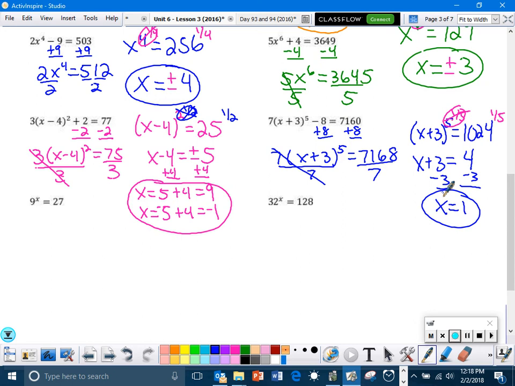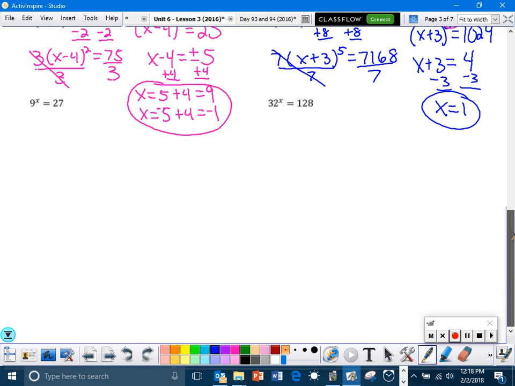All right, continuing. Now these next two look a little weird. We've got 9 to the x power equals 27. So what we're going to do to help us with this is rewrite it so I have a little more room: 9 to the x power equals 27. I'm going to rewrite this so that I have the same base. You know how important the same base is when you're dealing with exponents.